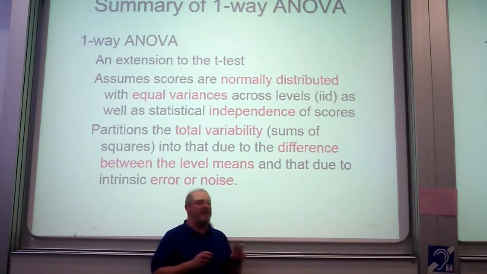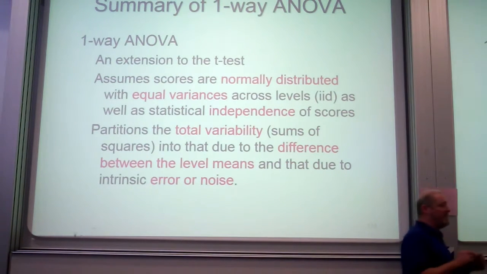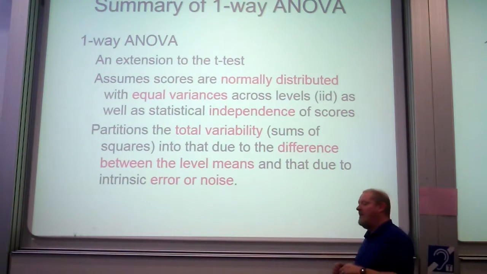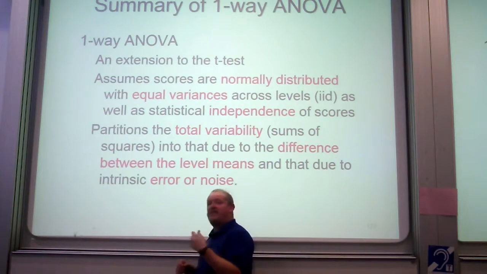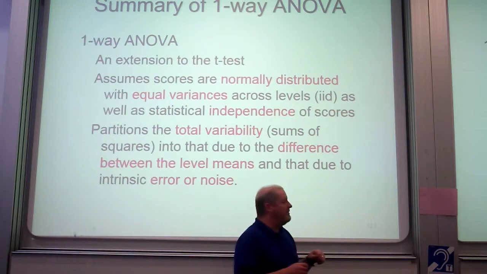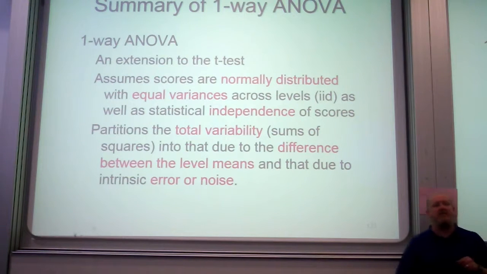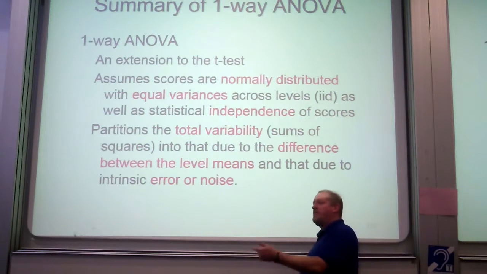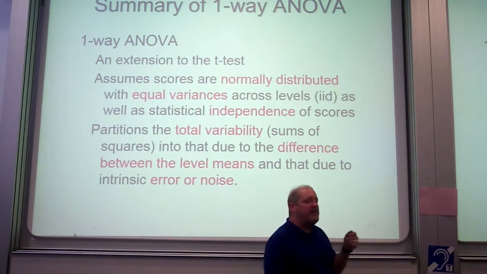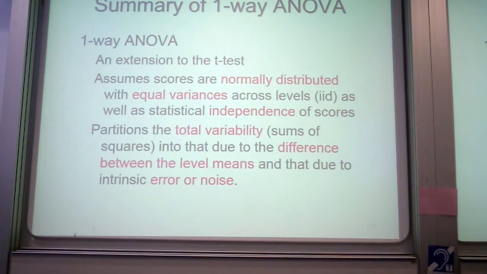What it's doing is partitioning the variability into its component parts. It's saying that there's a total variability, and this is made up of 2 things in there. It's made up of the error variability and the variability between the means. That's the intrinsic noise variability. The F ratio says, well, if there is no difference between the means, then we should get 2 estimates of the same thing, the error variability.